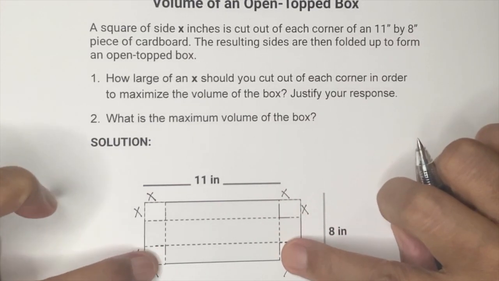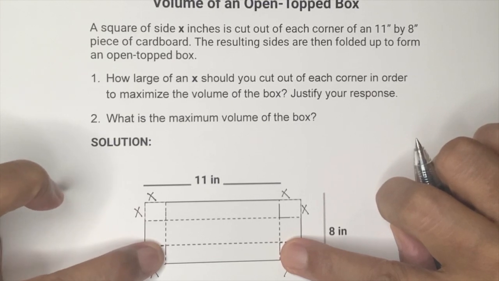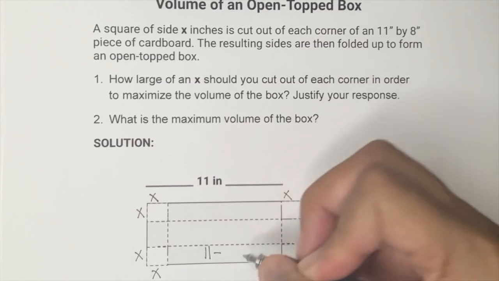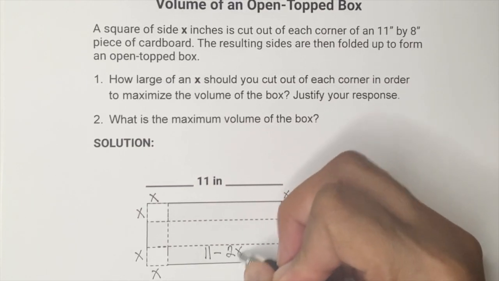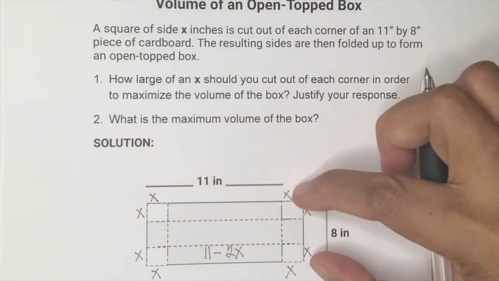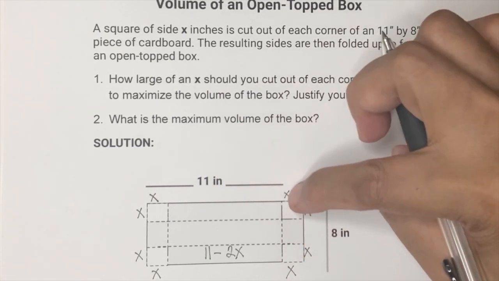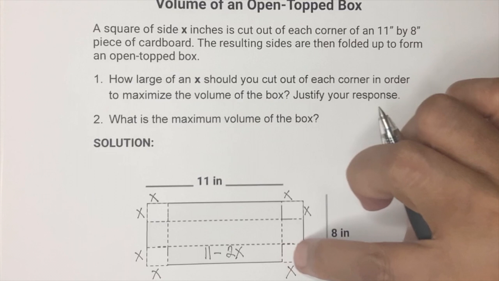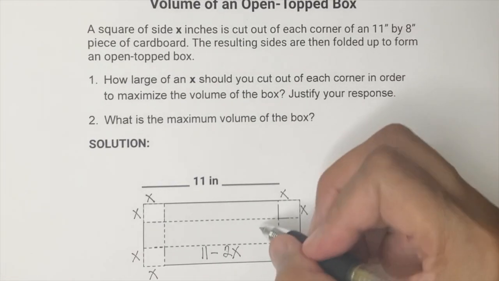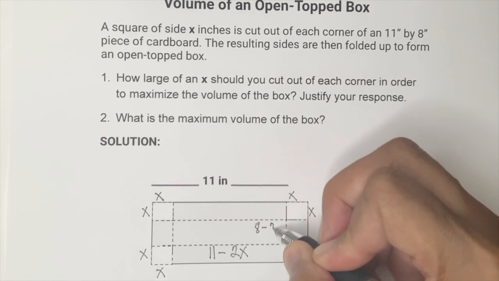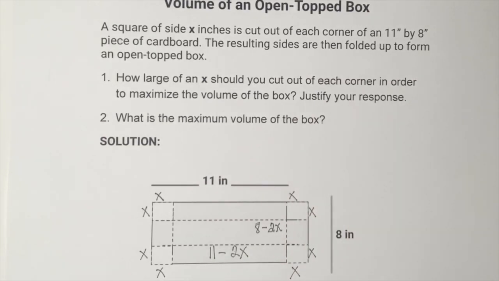If we are going to remove these squares on this side, the 11 inches now becomes 11 minus 2x. The same way, for this side, if we remove those two squares, the 8 inches now becomes 8 minus 2x.